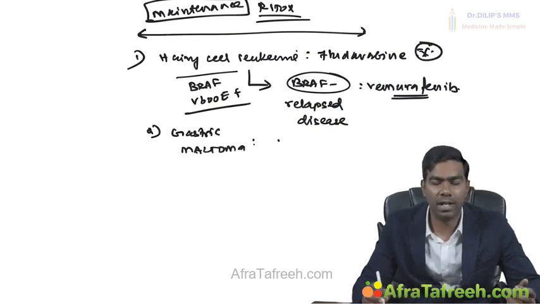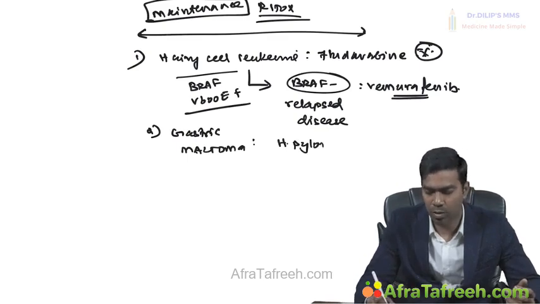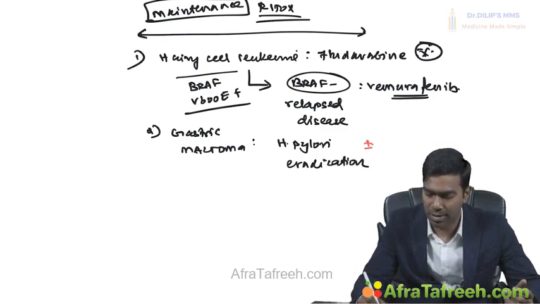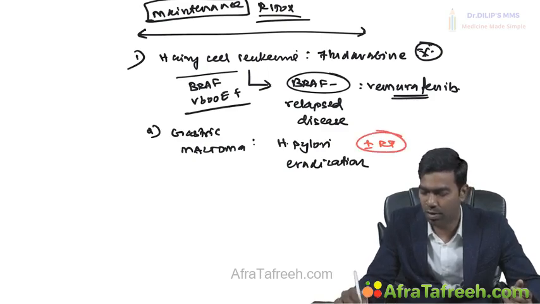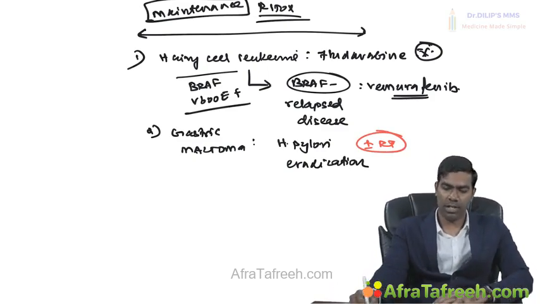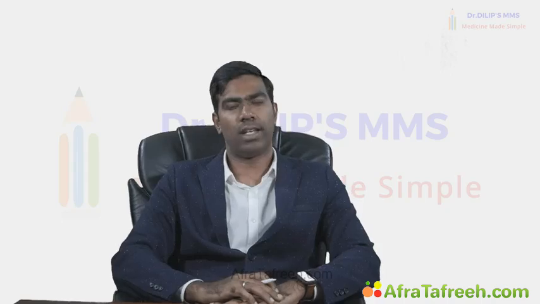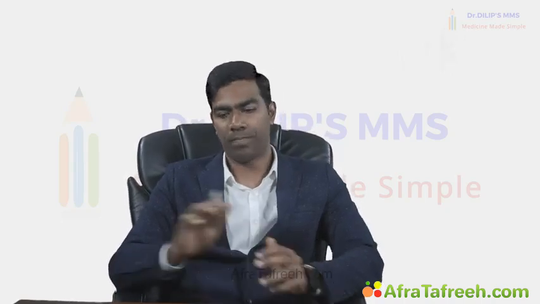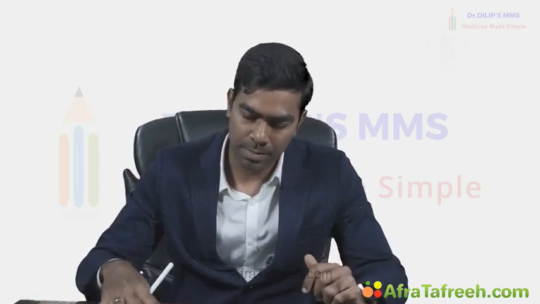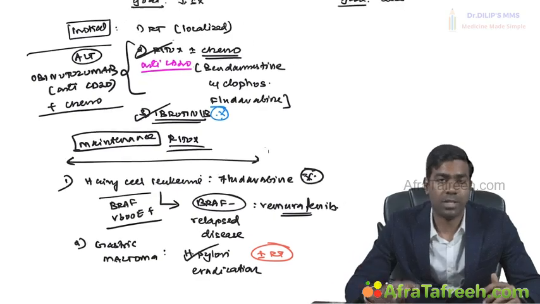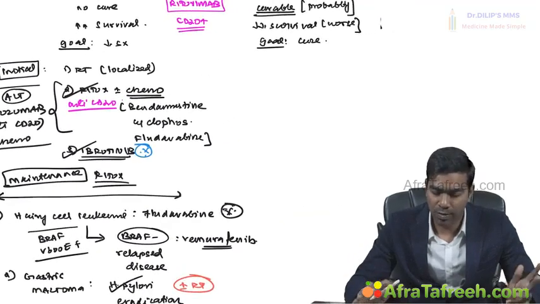So typically you need only H. pylori eradication. I already told you, you just need H. pylori eradication for a gastric lymphoma, plus or minus radiotherapy. That is needed only for refractory or relapsed disease, but you typically need only one thing, that is H. pylori eradication, which forms a major crux of treatment for your gastric MALToma.